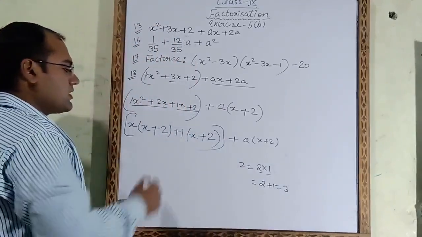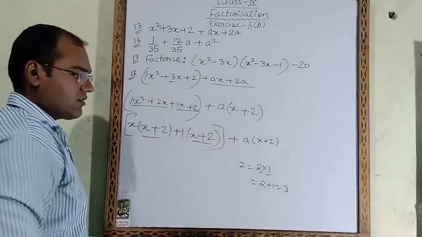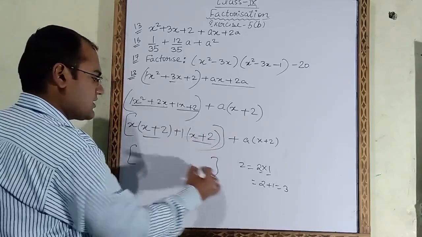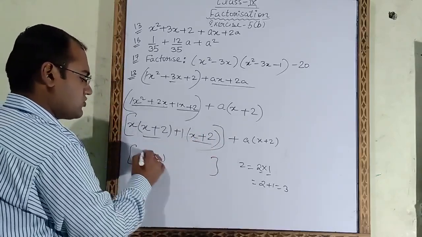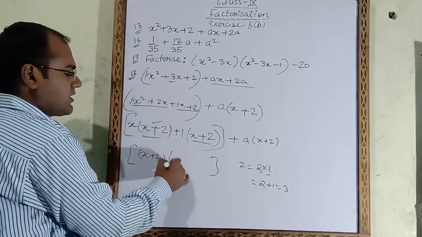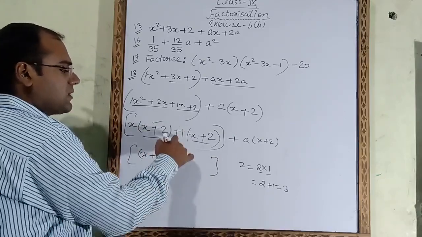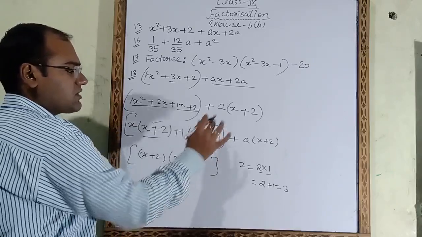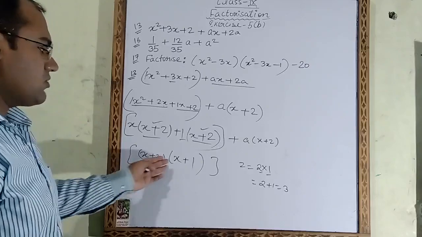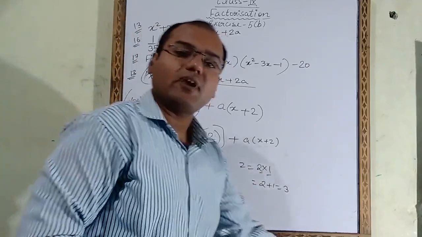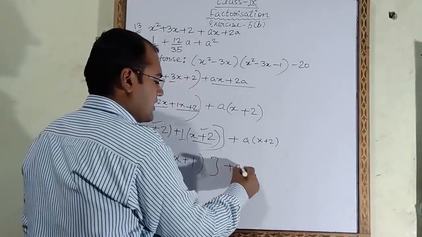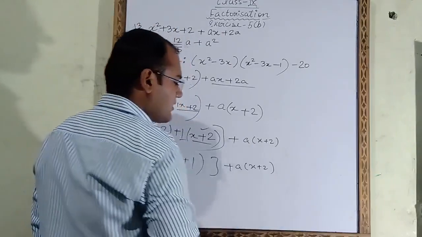Now what you have to do? X plus 2 is coming here also and here also. We will take common inside this bracket. Inside this bracket, we will take x plus 2 in one bracket. When we take this x plus 2, what will be the remaining number? X. Plus, when we take this x plus 2, what will be the remaining number? 1. So we will get x plus 2, x plus 1. And this side we have to write as it is. This number plus a into x plus 2 we have to write as it is.